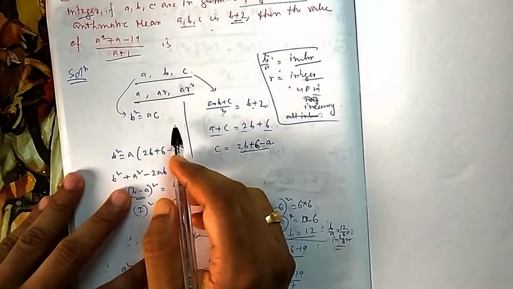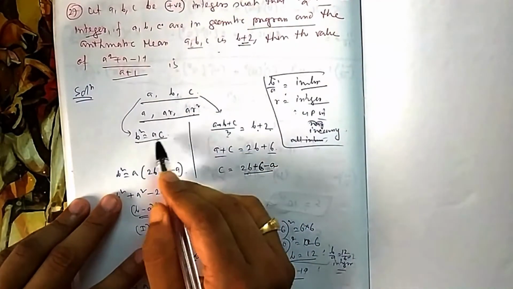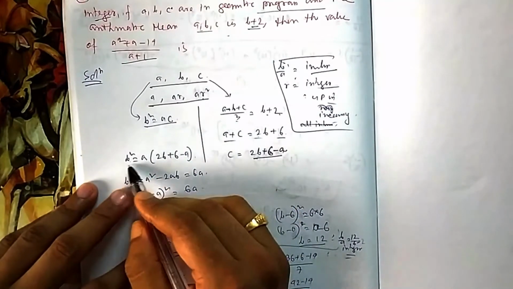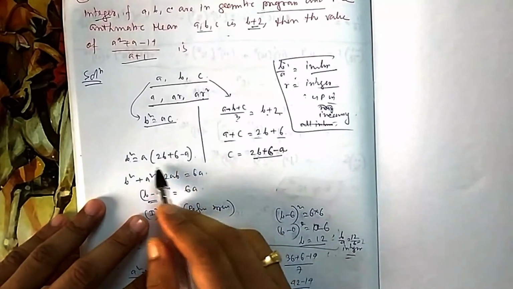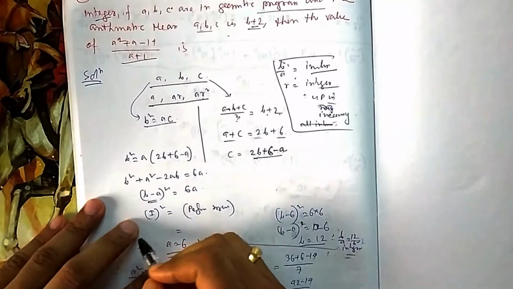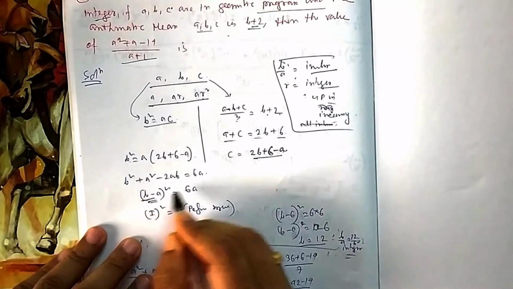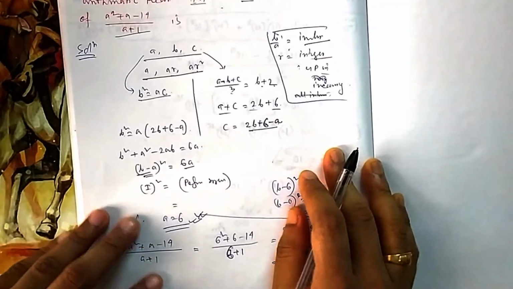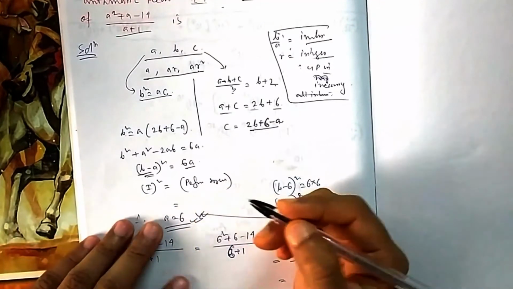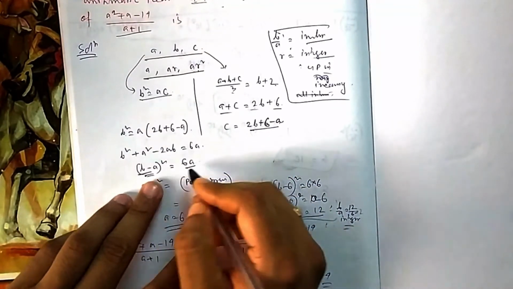Now for a GP, what is the condition? If a, b, c are in GP, you know b square equals ac. Another condition you can apply: b square equals a into c. I have put these values, so it becomes like this. It is (b minus a) whole square equal to 6a, something of this format. So now you have to think what the value of a should be. It should be such that this becomes a perfect square.